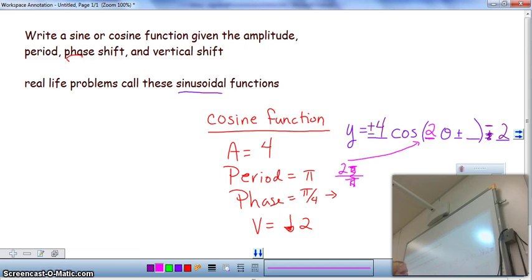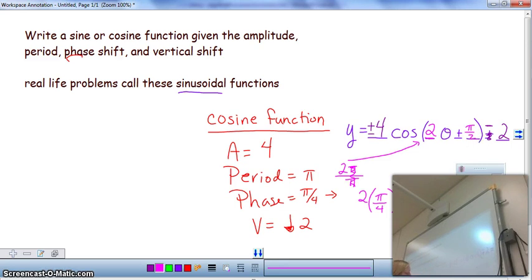Now, the phase shift is a little bit different. To get the phase shift, what you've done the last couple days in class is you took this number divided by this number. On the phase shift, you have to do the opposite. So instead of dividing, because you don't know this number, you have to work backwards. You're going to take this number, 2, times your phase shift, so pi over 4. And when you simplify that, that gives you pi over 2. So you're going to have pi over 2 here.